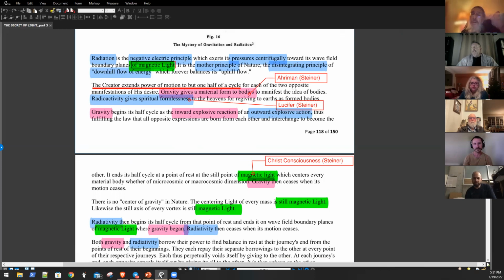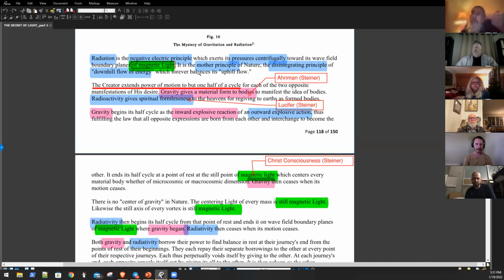Gravity begins its half cycle as the inward explosion reaction of an outward explosion action, thus fulfilling the law that all opposite expressions are born from each other and interchanging become the other. It ends its half cycle at a point of rest at the still point of magnetic light, which centers every material body, whether of microcosmic or macrocosmic dimension. Gravity then ceases when its motion ceases.